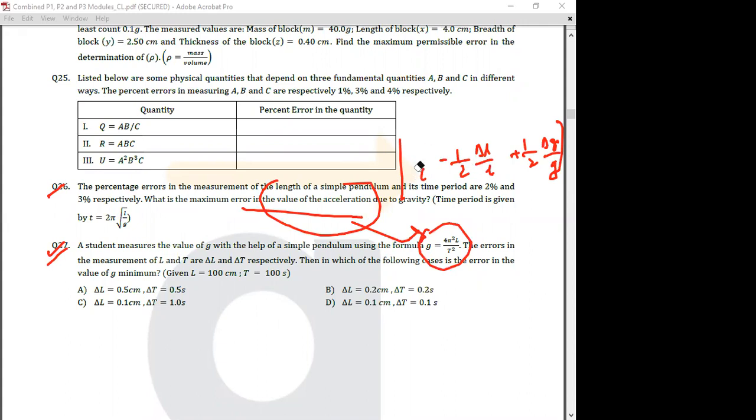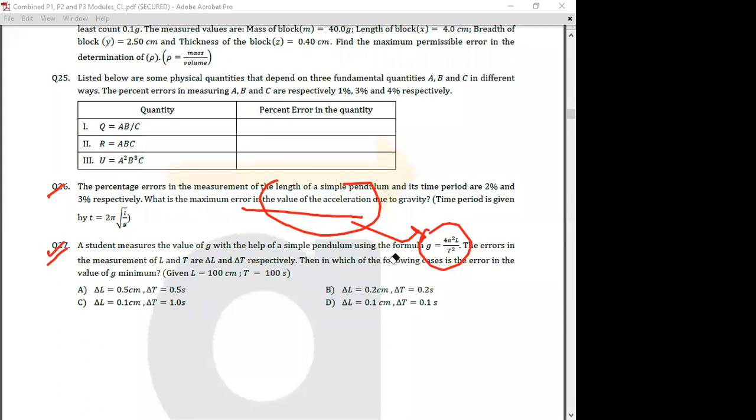If you solve like this, you're finding delta T by T, but you have to find the change in acceleration. So 26 is ditto same as 27. Convert this formula into this form, you will get exactly this equation, and find delta G. Okay, got it? Everyone got this?